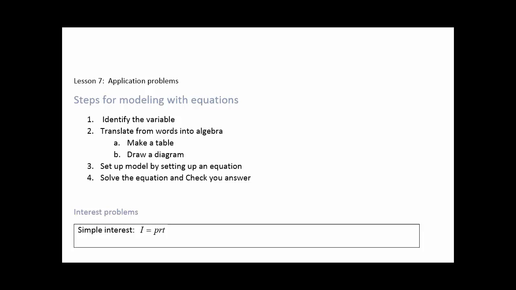And a lot of these application problems are going to work like that, in that I'm going to show you a type of problem. I'm going to show you how to solve it. And all you have to do is remember when you see this type, this is what you do to solve. So it's not about being creative and figuring out on your own. It's about remembering which type of problem you're dealing with.